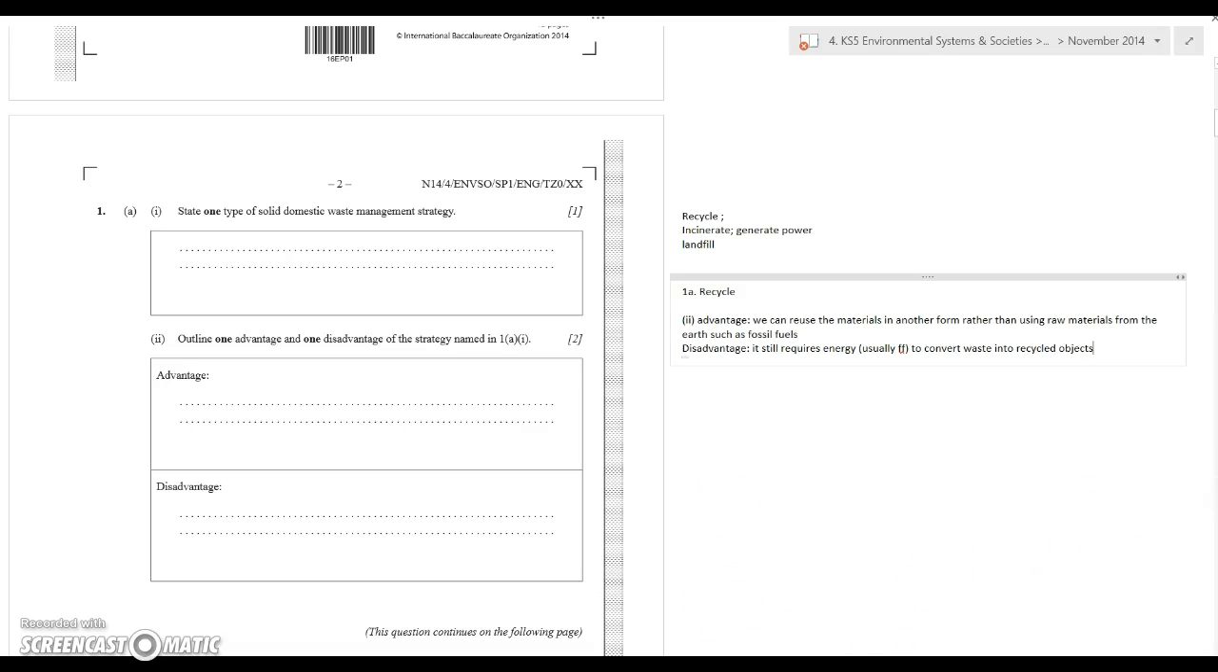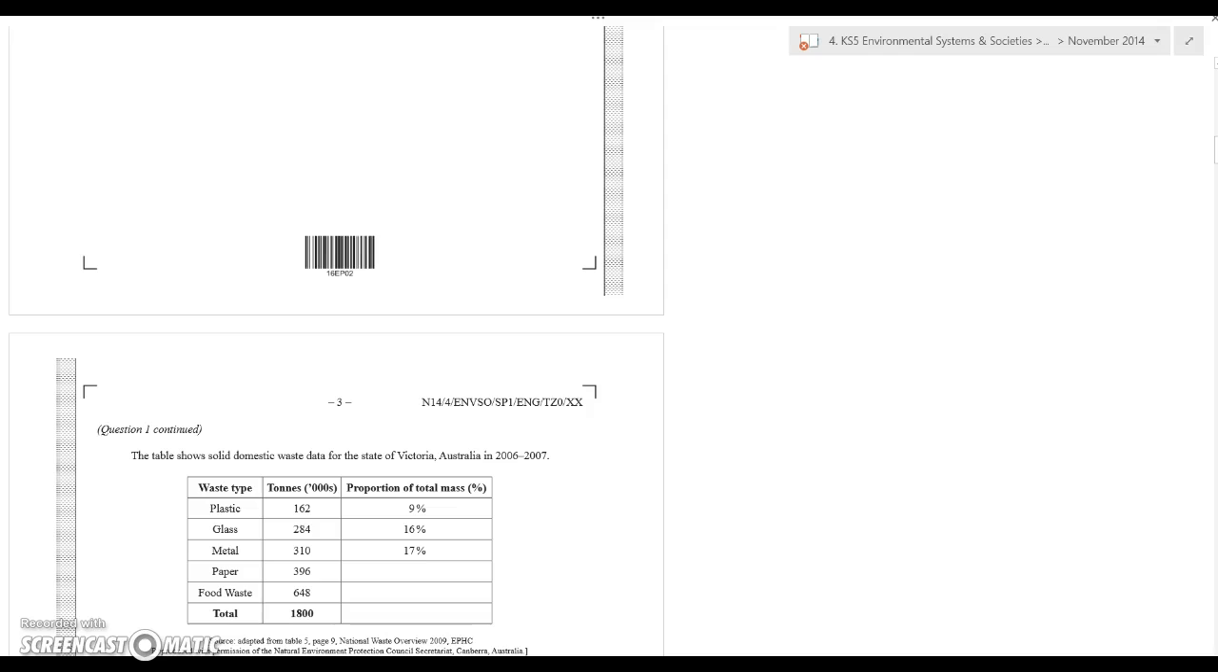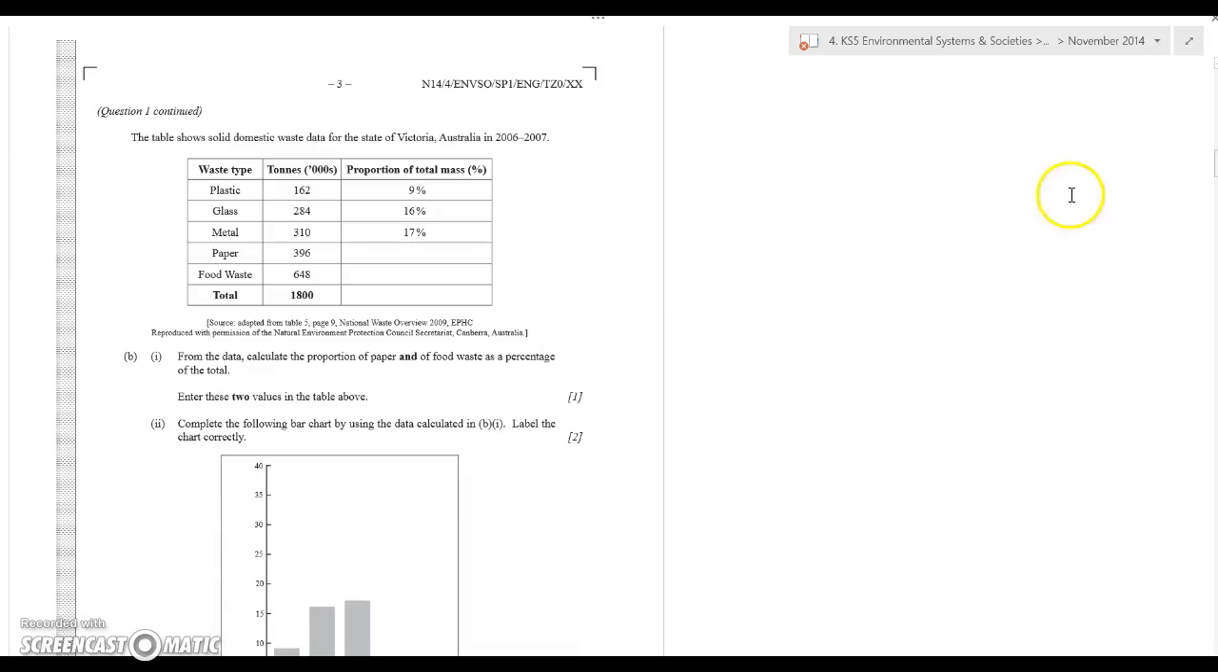Alright, so one question isn't usually going to be just two parts, and you can see it's A over here, so there's probably going to be a B now. That's what I'm thinking. Okay, so we've got some more now on solid domestic waste, probably asking a slightly different thing. We've got a table here talking about Australia over the period of 1 year, different types of waste, different amounts of it, proportion of total mass, and what percentage of the total. So now they want me to calculate the proportion of paper and food. Now notice it's 'and', so let's do paper first.